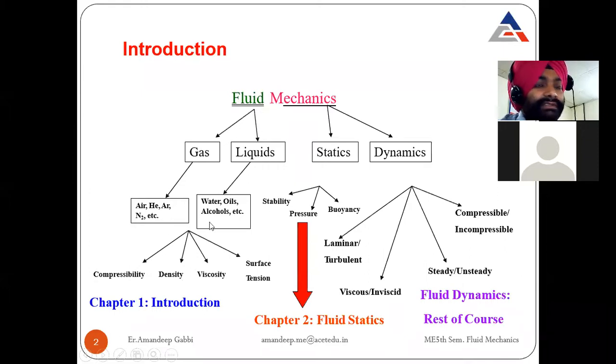When you talk about this introduction, we have studied compressibility, which is the reciprocal of bulk modulus. We have studied density, which is mass per unit volume. Then viscosity, when two layers move one over the other because of the shearing force. Then surface tension. We have done up to this.